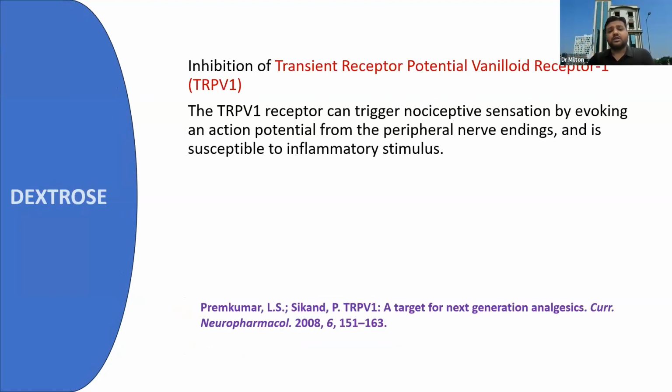And you can also give dextrose, because of the inhibition of the transient receptor potential vanilloid receptor 1. These receptors trigger and provoke the inflammatory process. So you can also consider dextrose, and it is a hypertonic solution.